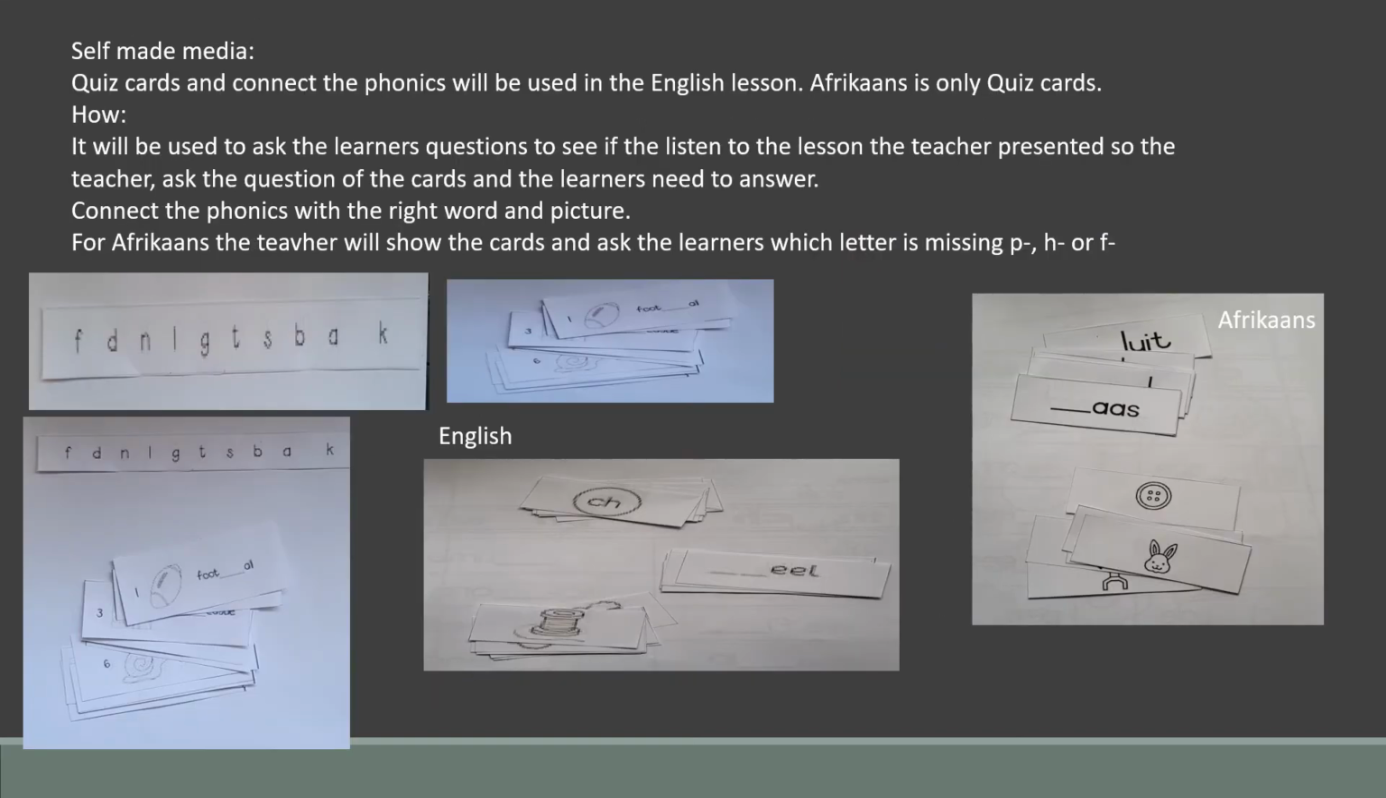And then my self-made media is quiz cards and connect the phonics. For the English and Afrikaans, it is only the quiz cards. It will be used to ask the learners questions to see if they know the lesson.